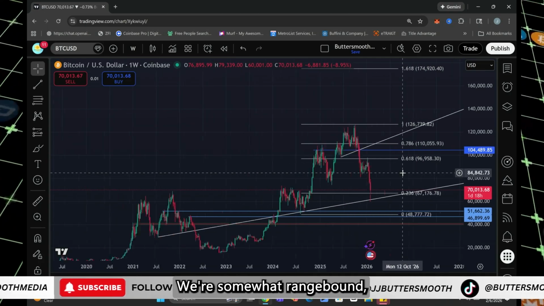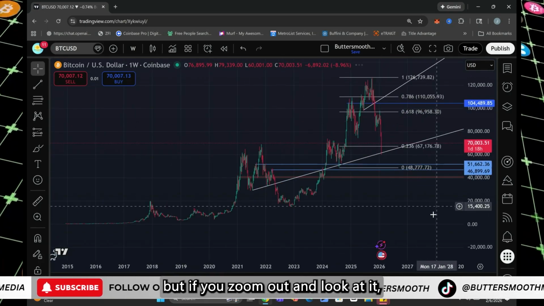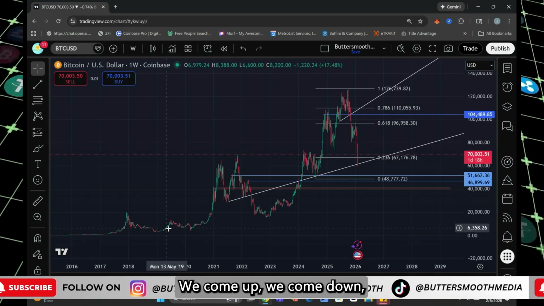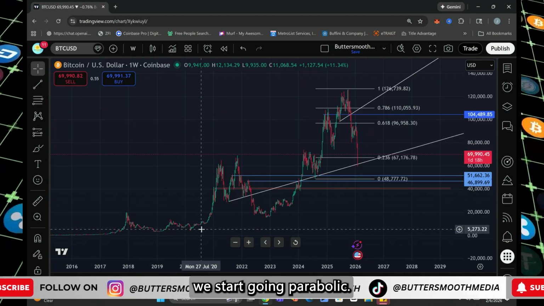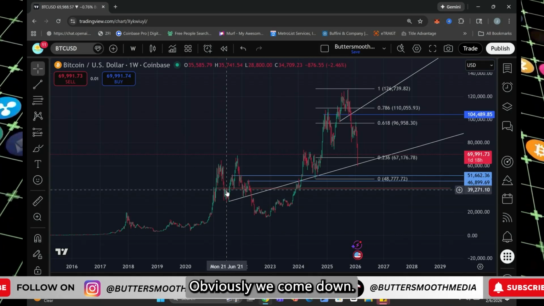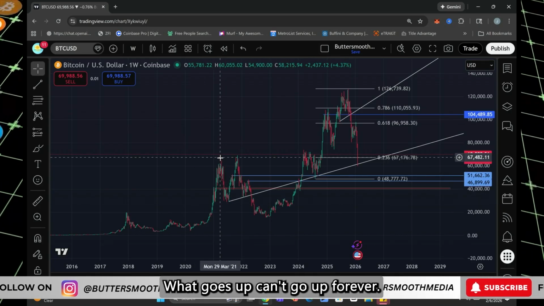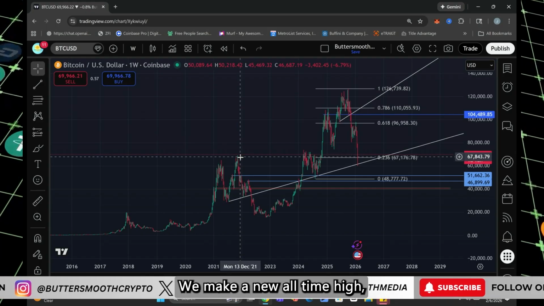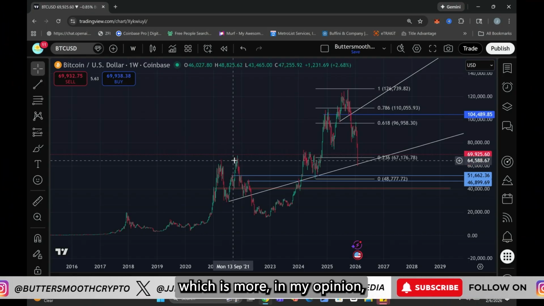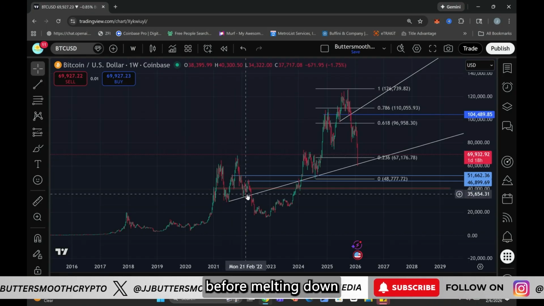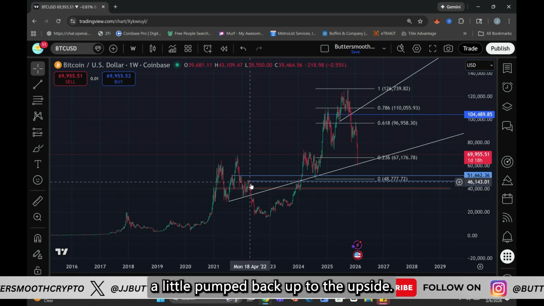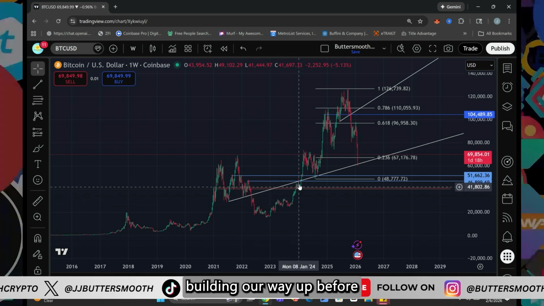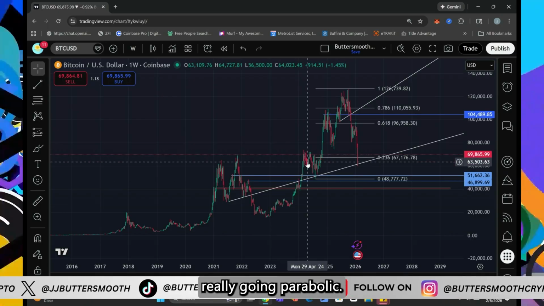We're somewhat range bound, but if you zoom out and look at it, just look at this, right? We come up, we come down. We come up, we come down. We start going parabolic, and obviously we come down. What goes up can't go up forever. We retrace to the downside. We make a new all-time high, which is more, in my opinion, a double top, before melting down. A little pump back up to the upside, we melt below it, then we gradually start building our way up before really going parabolic.